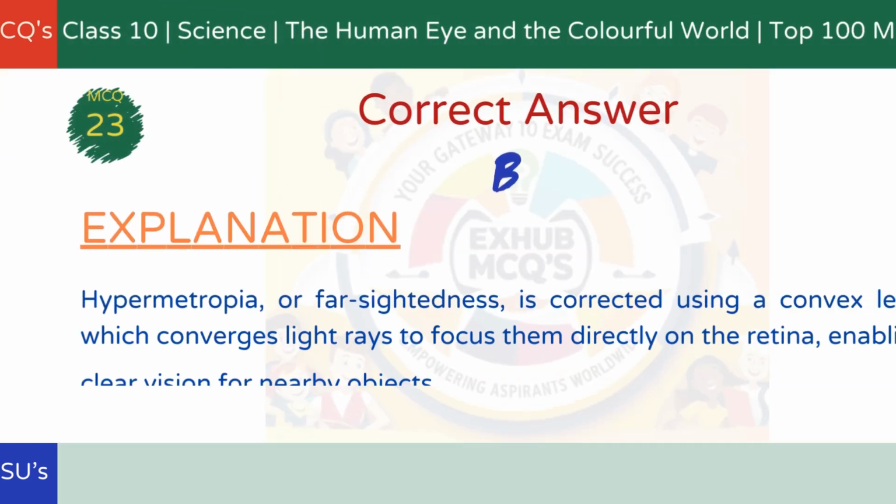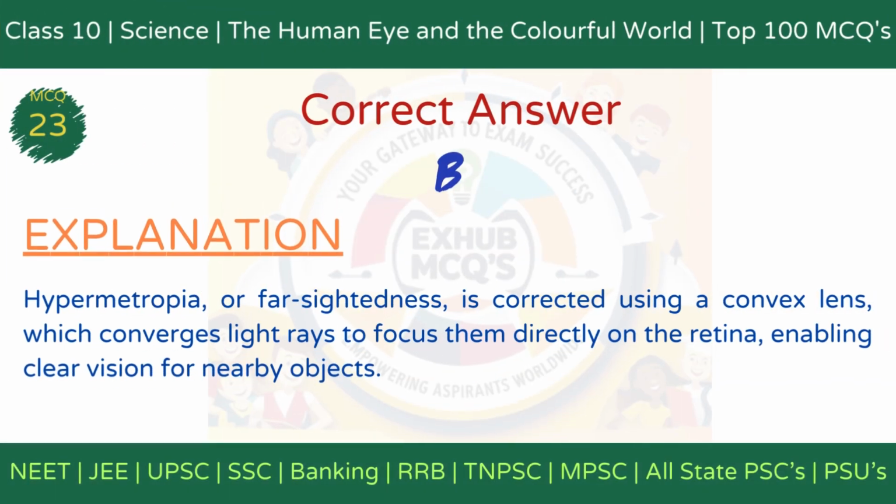The correct answer is option B, convex. Explanation: hypermetropia or farsightedness is corrected using a convex lens. This lens converges light rays, helping them focus on the retina and allowing nearby objects to be seen clearly.